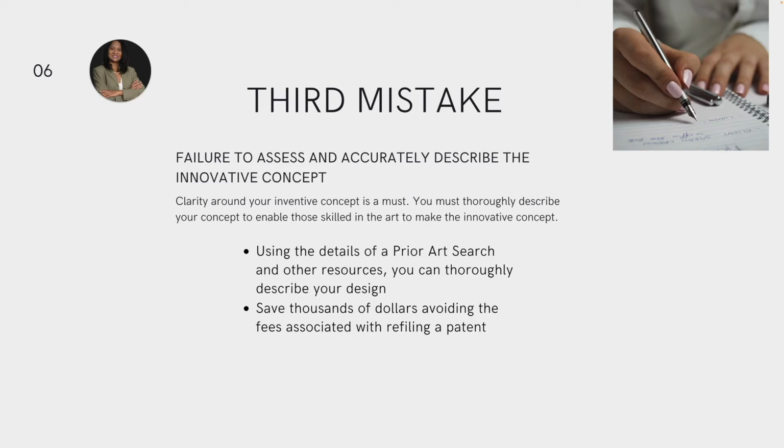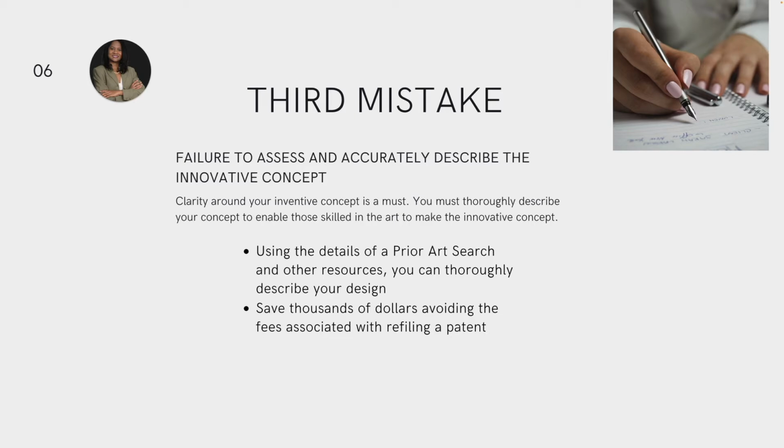Add all of those details, and you will save thousands of dollars avoiding the fees associated with refiling your patent, because you can't add to your patent application after you filed it. That's the reason why it's called non-provisional. Non-provisional means it cannot change. Provisional means changeable. Non-provisional, not changeable. So once it's filed, it is what it is.